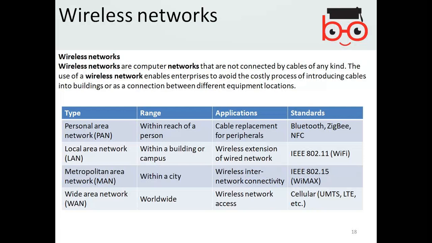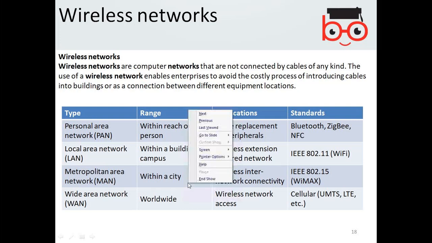Then the wireless wide area network, which is worldwide wireless network access, and they can use cellular and other protocols. UMTS, LTE, these are the cellular protocols. So the wireless networks have a variety of ranges, applications and standards.